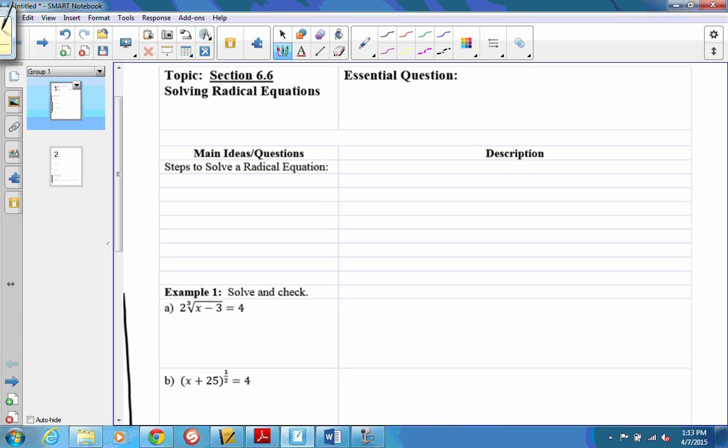Folks, this is a question for the first half. You're probably just going to need one piece of notebook paper. And yeah, if you want to just do this on the back, that'd be okay too. So our essential question.